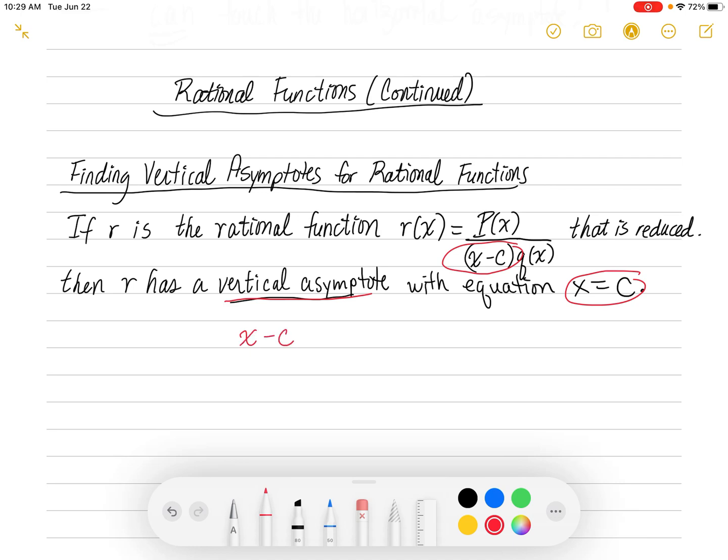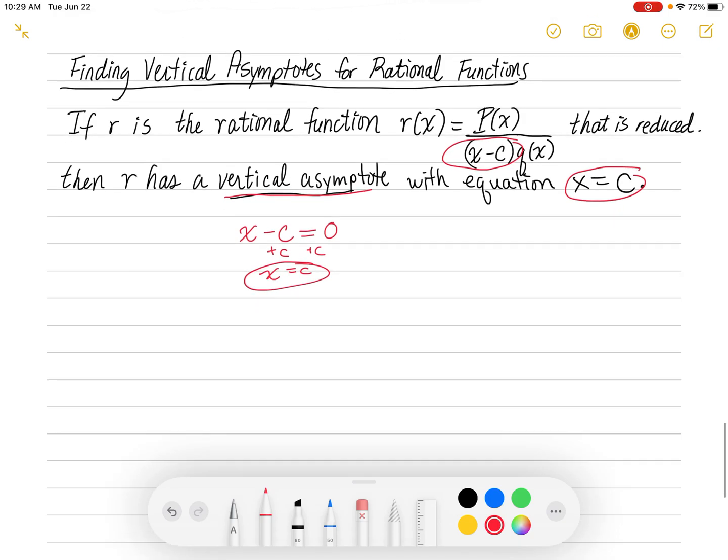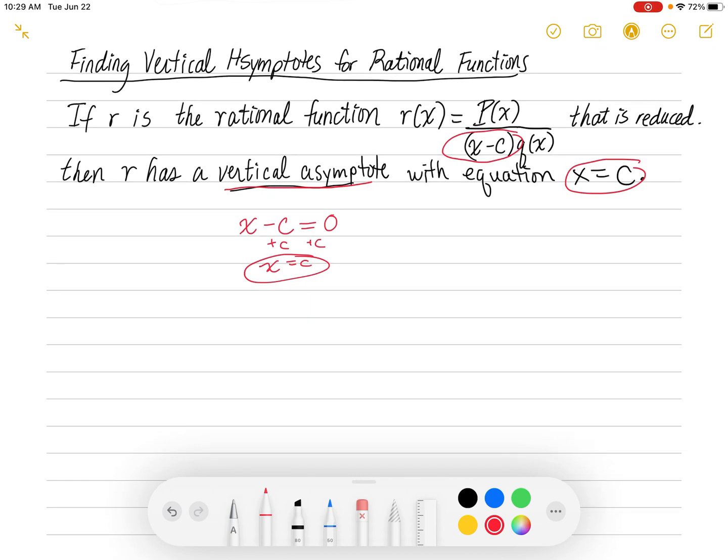So what did we basically do? We took this factor right here. The idea is you take the factor on bottom, x minus c, you set it equal to 0, and you solve for x. You just add c to both sides, and you get x equals c. So that's basically what we're going to do. We're going to factor our denominator and set our factors equal to 0, and those will give us all the vertical asymptotes of our rational functions.